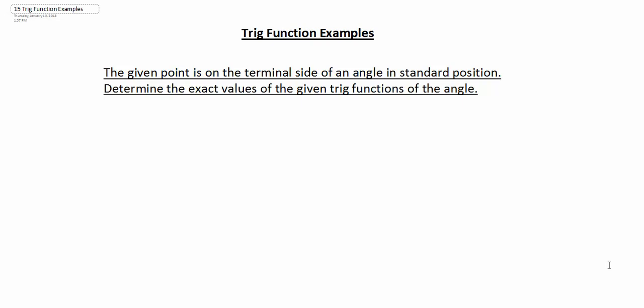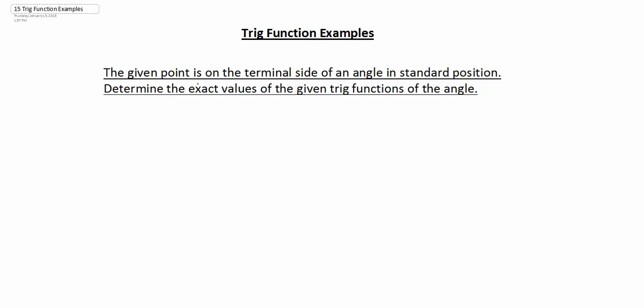This video is going to look at some examples dealing with trig functions, and in particular here we're going to look at some examples where we're not necessarily dealing with the unit circle, so that we're going to have a different radius, so we're going to have to be able to calculate that radius in order to determine the 6 trig functions.